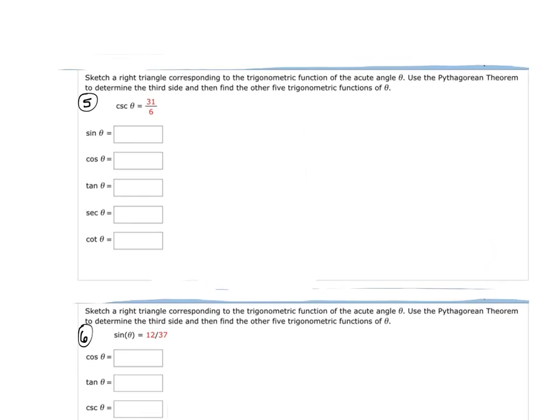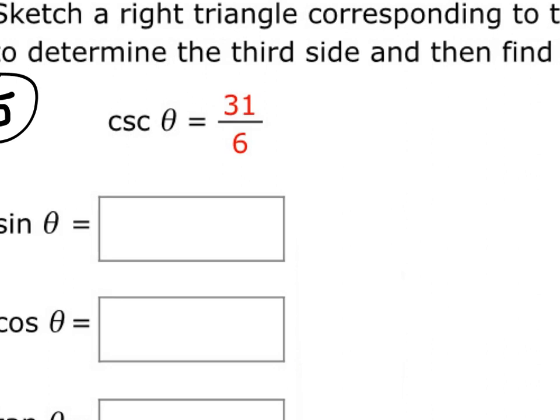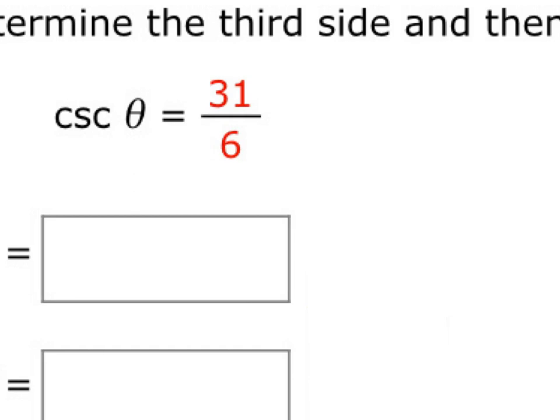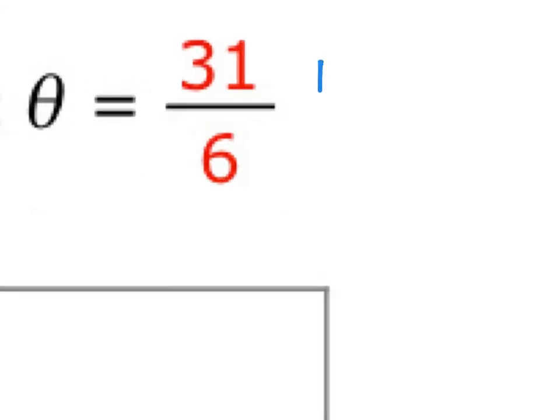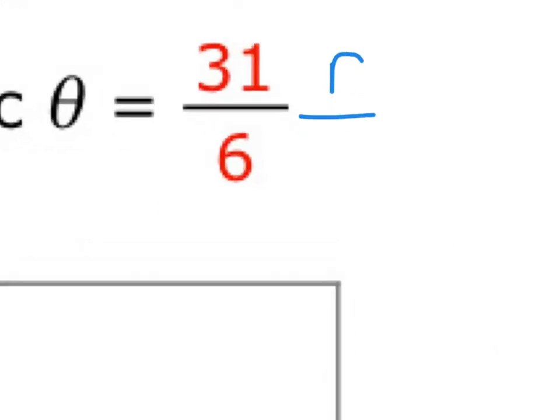Okay, sketch a right triangle corresponding to the trig function, use Pythagorean theorem. You don't need to sketch a triangle. If they give you the cosecant is 31 over 6, don't worry about drawing a picture and figuring out where the opposite is, where the adjacent is. If I talk about cosecant using X, Y, and R, what is cosecant? It's R over what? It's the opposite of sine, you told me. Y. So it's R over Y.